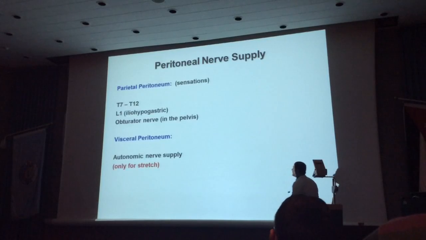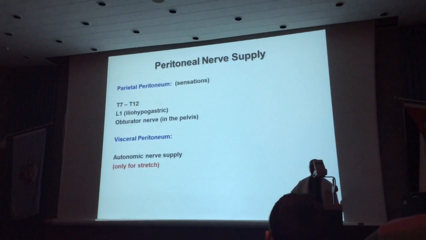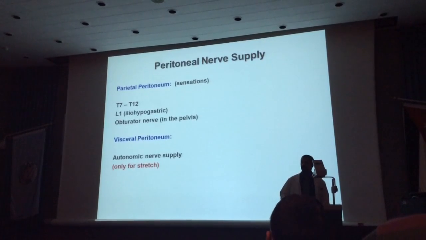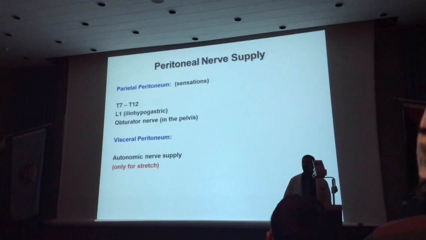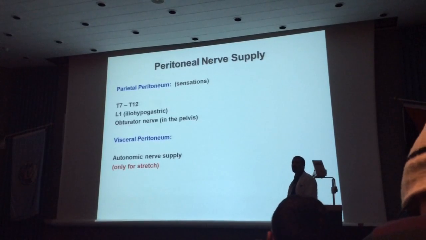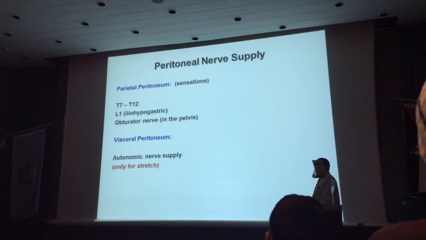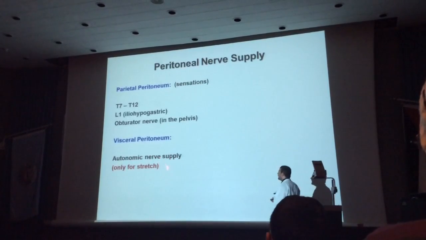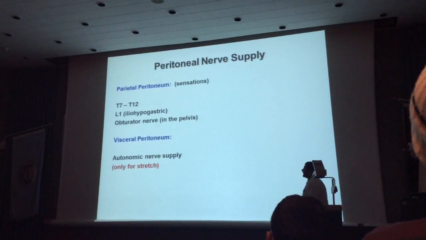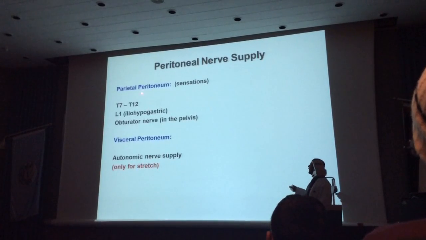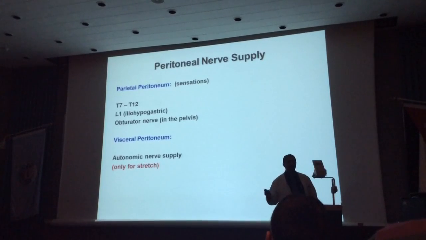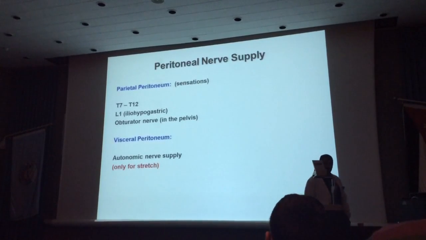Peritoneal nerve supply. The peritoneal nerve supply depends on the part of peritoneum. If it's visceral peritoneum, the nerve supply will be autonomic by the same organ it covers. So the visceral peritoneum covering the stomach will receive its autonomic nerve supply from the stomach. However, the parietal one, since it's covering the abdominal wall, will receive a somatic nerve supply.